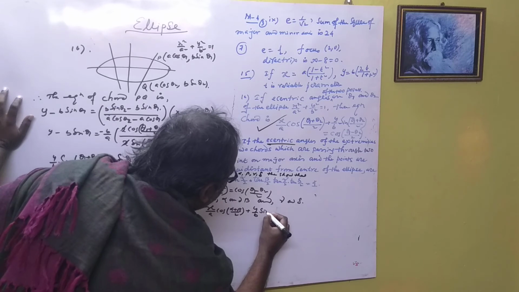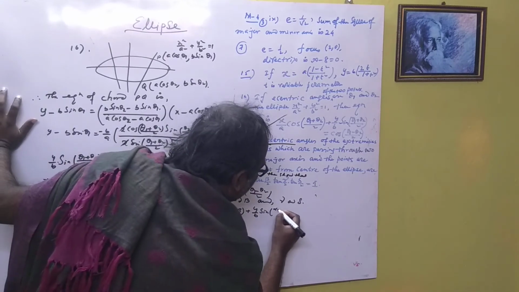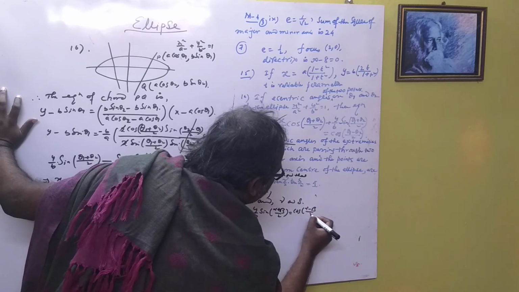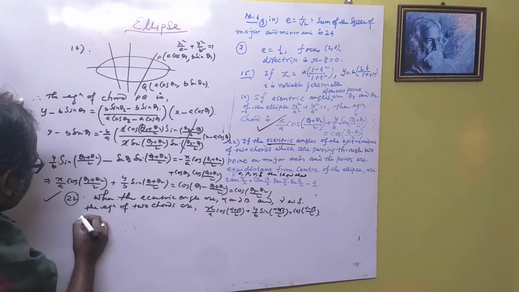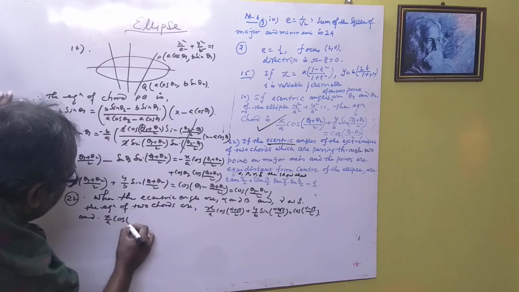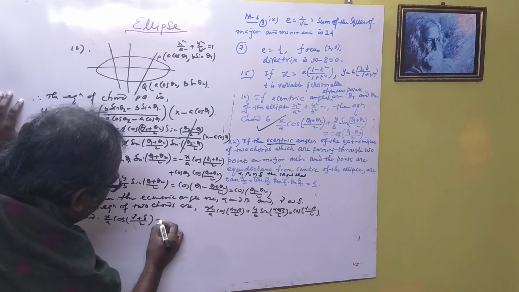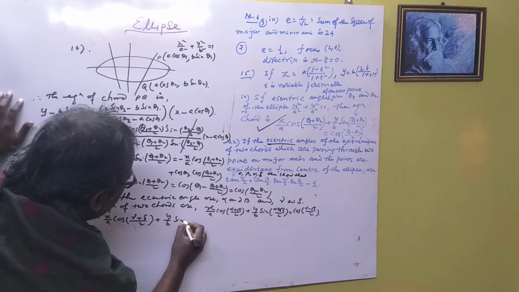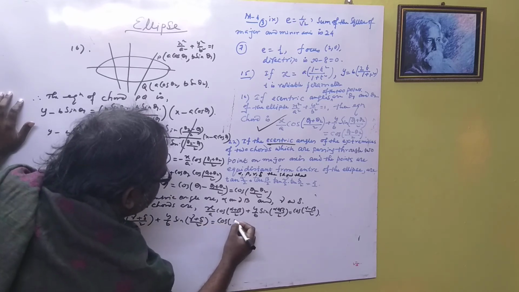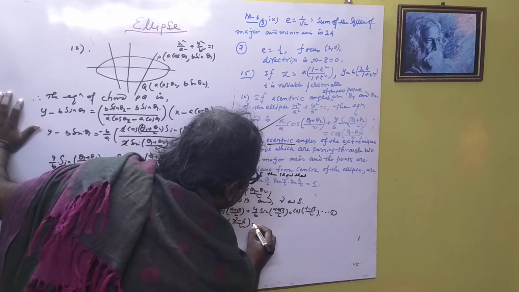x/a cos((alpha+beta)/2) + y/b sin((alpha+beta)/2) = cos((alpha-beta)/2), and x/a cos((gamma+delta)/2) + y/b sin((gamma+delta)/2) = cos((gamma-delta)/2). This is number 1 and this is number 2.